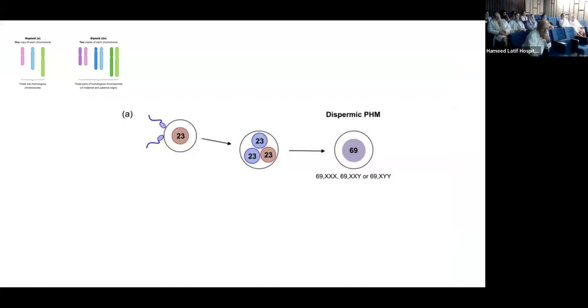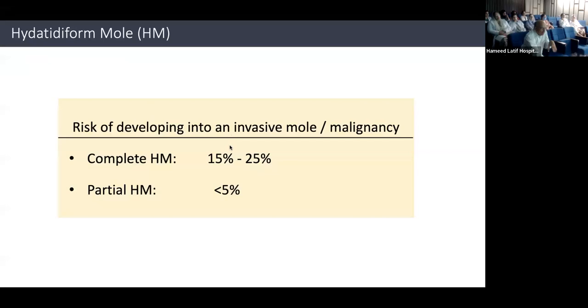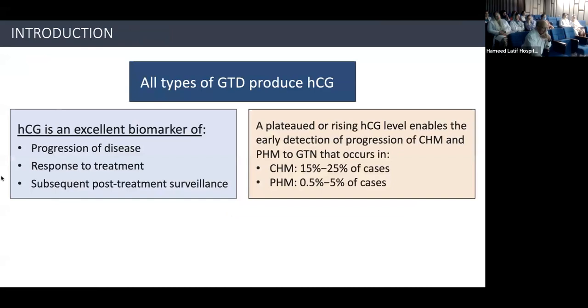Risk of developing into an invasive mole in case of complete hydatidiform mole, the risk is quite high, 15 to 25%. And in case of partial mole, it is less than 5%. And as I said earlier, HCG is important because it's a good biomarker for assessment of progression of disease, and also to assess how the patient is responding to the treatment which is being given, especially chemotherapy, and also for follow-up of patients after the treatment has been completed, for post-treatment surveillance. Because as we see that if the HCG levels are either rising or even they are plateaued and they do not fall, that would indicate that there is something wrong and further investigation would be required.